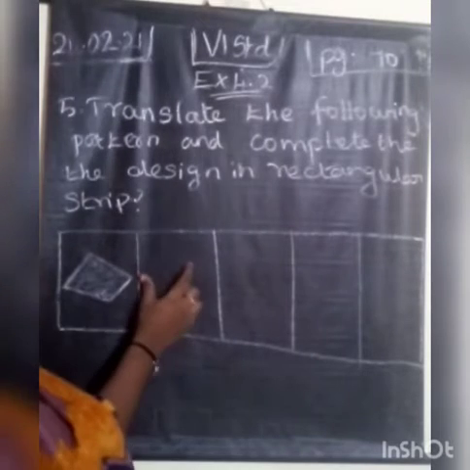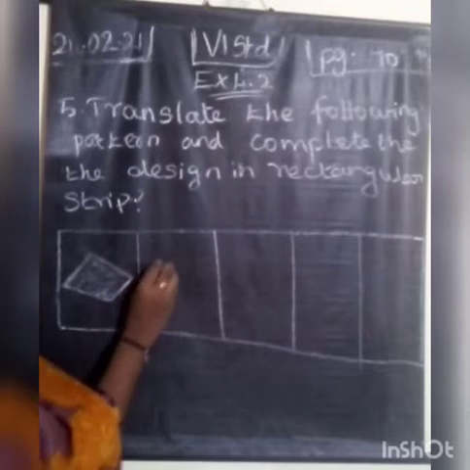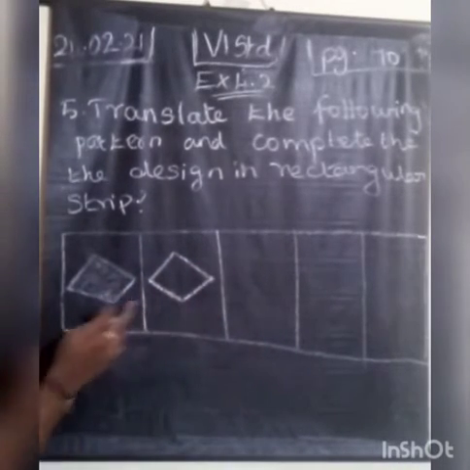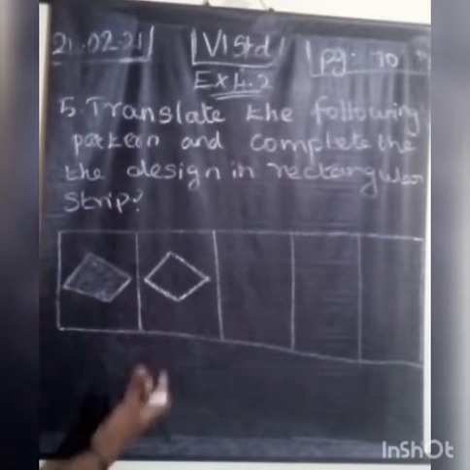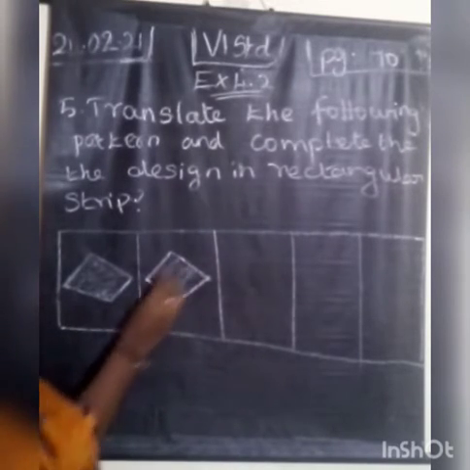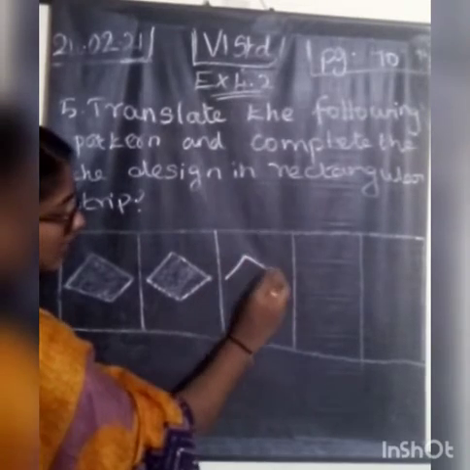So the next design is the exact image, found without changing its orientation. So it is continued throughout these rectangular stripes.